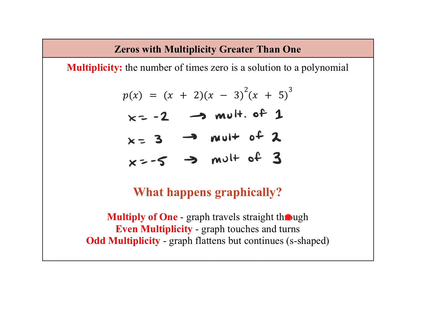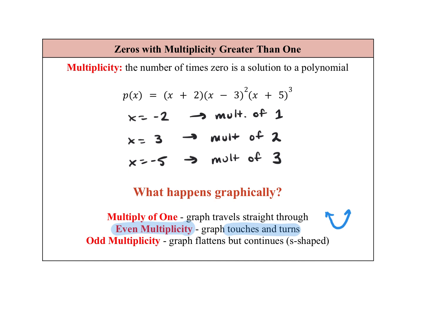If you have a multiplicity of 1, your graph travels straight through it. It's just a normal looking zero. However, if you have any type of even multiplicity, like a multiplicity of 2, 4, 6, and so forth, your graph is actually going to touch and turn at your axis. So it kind of does something like this. It's not actually going to cross over the x-axis. It touches the x-axis and it turns.